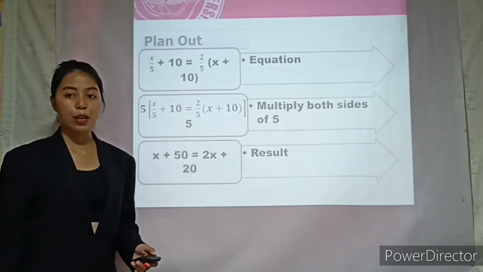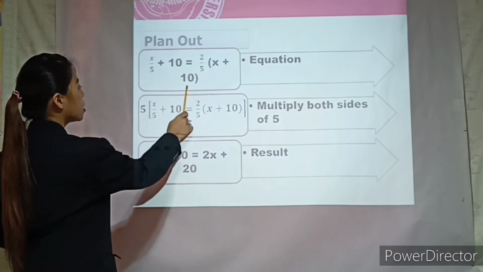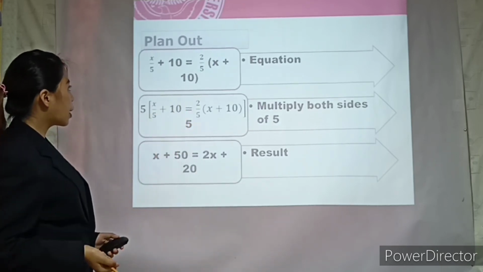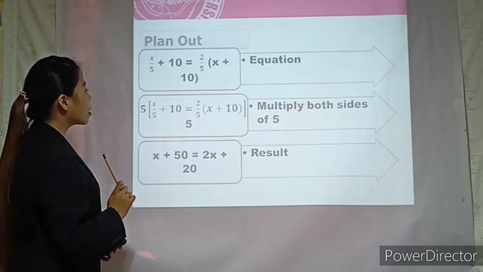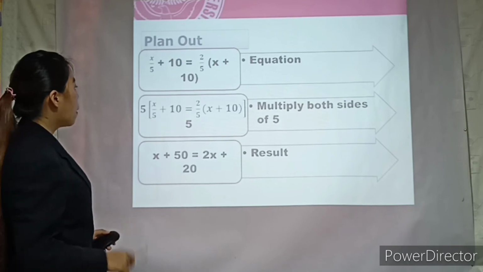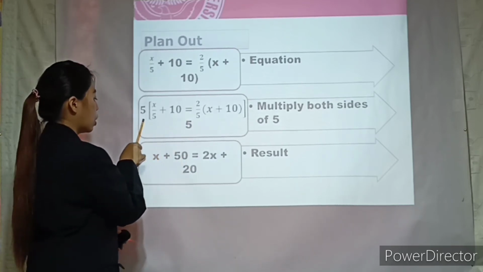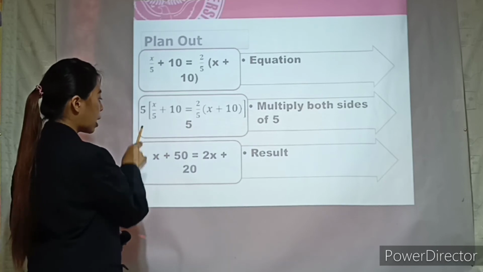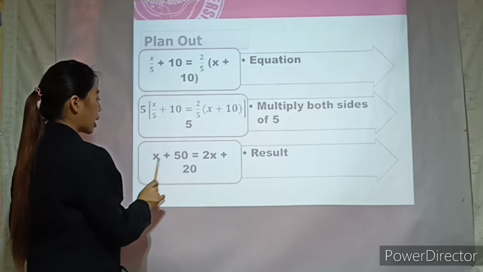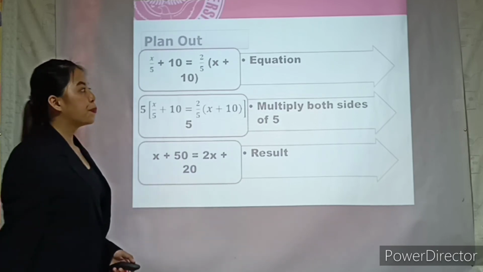So let's plan out. The equation is this, as I have said earlier. To find the result, we need to multiply both sides by 5. So the result will become x plus 50 equals 2x plus 20.